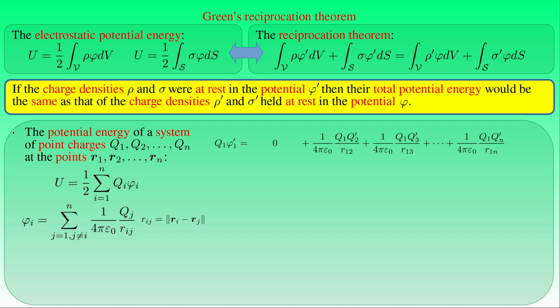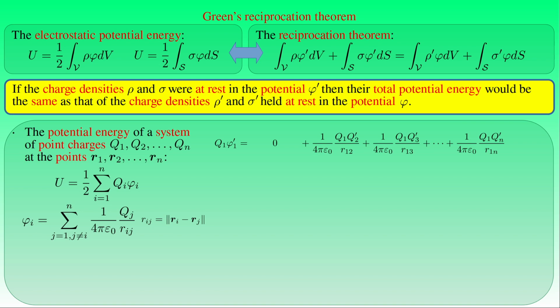By inserting the explicit expression of the potential and expanding the sum in it, we obtain 0 for j equals 1, plus 1 over 4 pi epsilon naught, times Q1 times Q prime 2 over R sub 1 2, plus 1 over 4 pi epsilon naught, times Q1 times Q prime 3 over R sub 1 3, plus ellipsis, plus 1 over 4 pi epsilon naught, times Q1 times Q prime n over R sub 1 n.